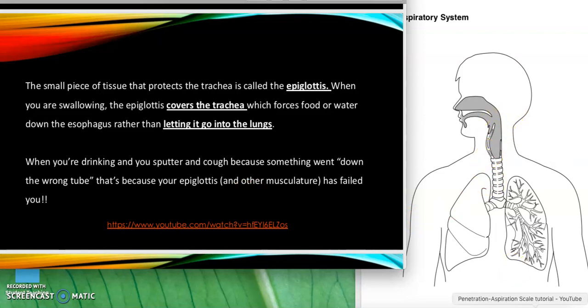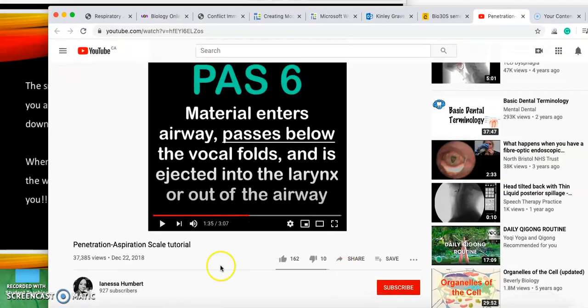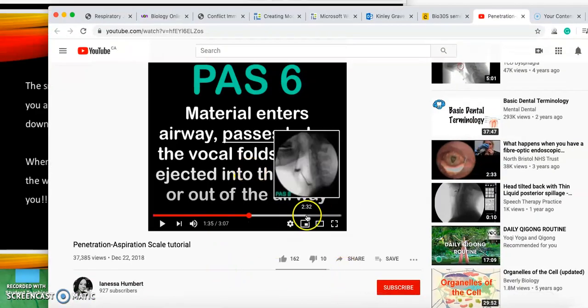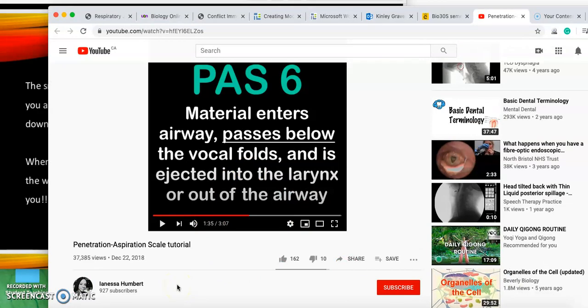So we're going to take a quick look. Just a heads up, this video is kind of gross, I guess. It shows someone swallowing and air being trapped in the, I think it's the larynx here. So if you don't want to watch this, feel free to just skip over this part. You don't have to watch this. If you are interested, you can definitely check out the link to see more. So I'll just show it here.